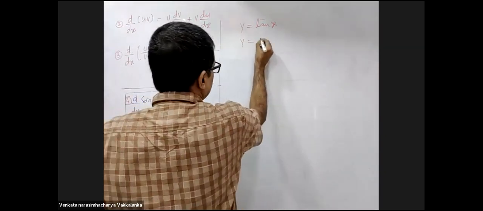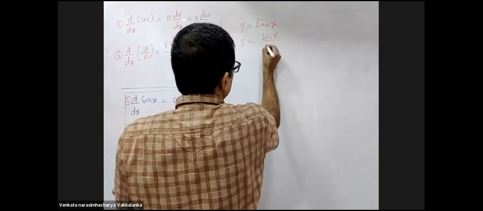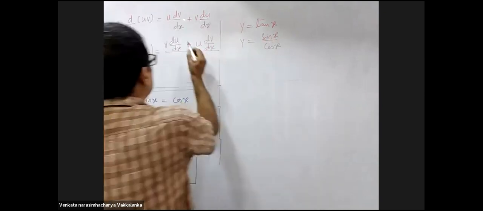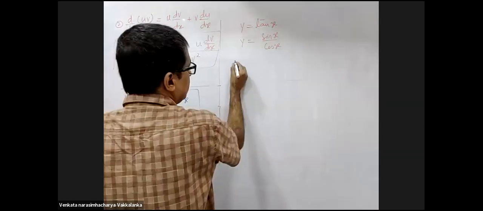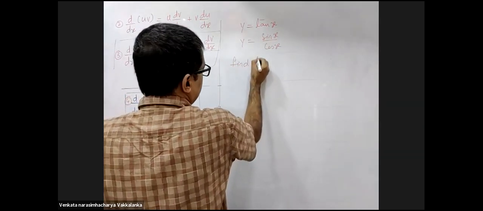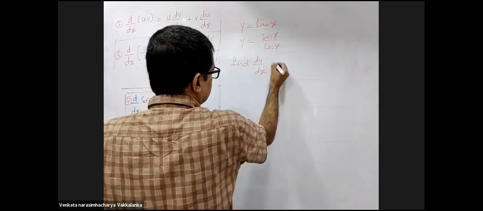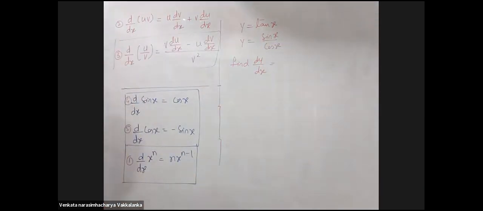Then by what do you write tan x? Sin x by cos x. Now solve the problem using sin x by cos x. I want you to solve using the u by v formula. Find dy by dx. I will wait for you. I will not do the simplification.